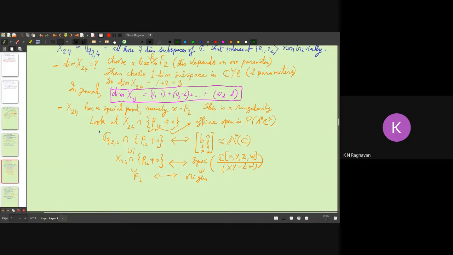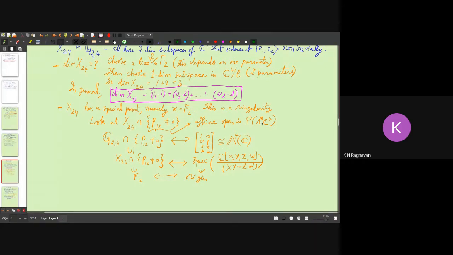If I look at this X_24, I'm going to take P12 not equal to 0. Remember, this is a projective coordinate, a Plucker coordinate on my projective space. When I take P12 not equal to 0, I'm taking an affine subspace, that coordinate affine subspace of that projective space, and I intersect this with X_24.